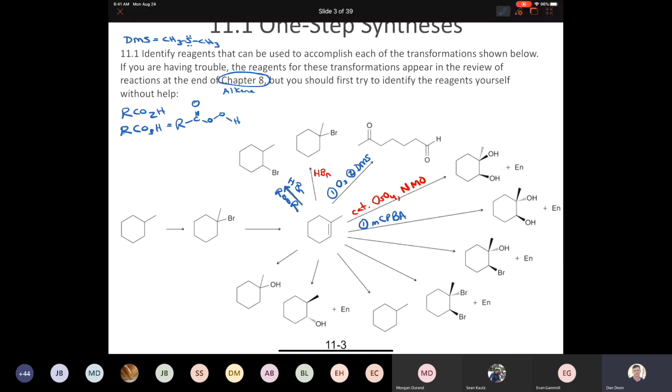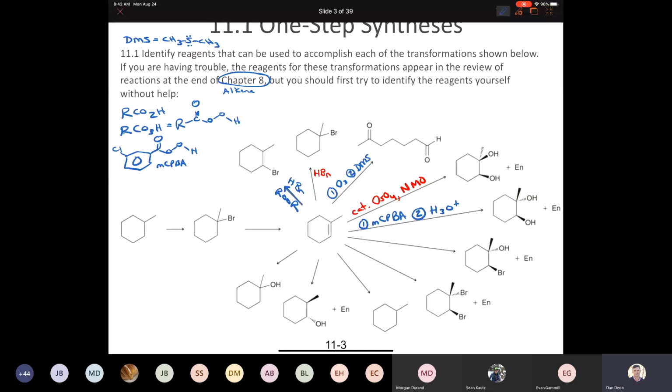MCPBA, which stands for metachloroperbenzoic acid. We could even draw the structure of it out here, which is this compound right here. So this is MCPBA. What that does is it makes an epoxide, right? So you should know what an epoxide is. And then we blow that epoxide open to make the trans diol using a catalytic amount of acid. We'll just write H3O+.